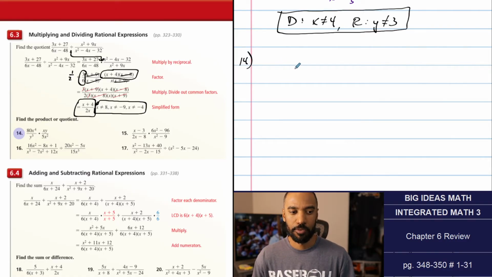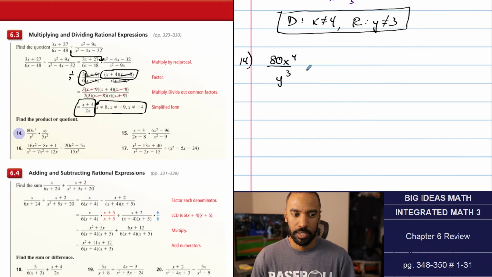So let's go to numbers 14 to 17. We find the product or the quotient. On number 14, we have 80x to the 4th over y cubed times x times y over 5x squared.